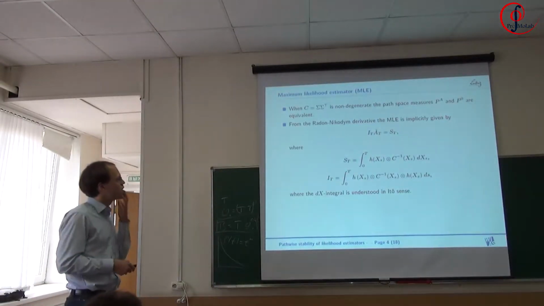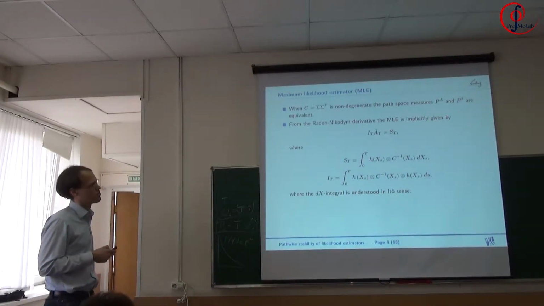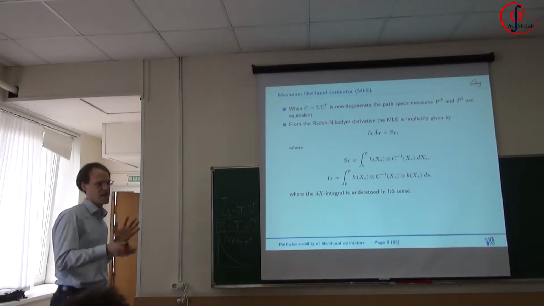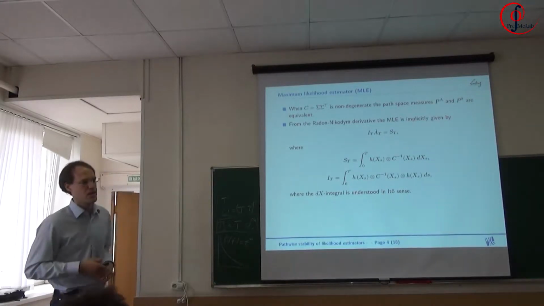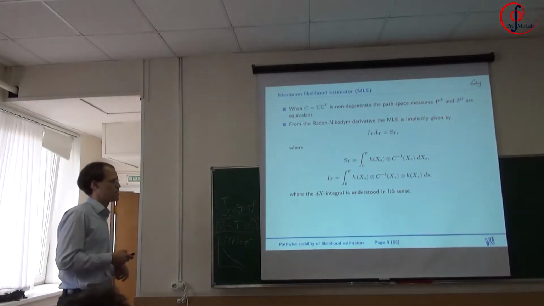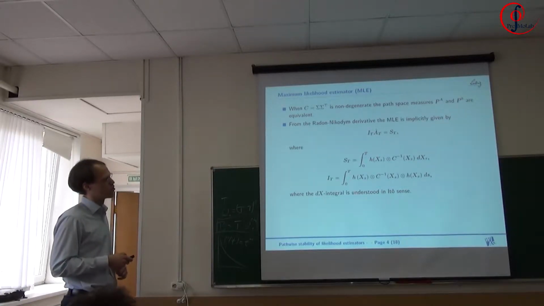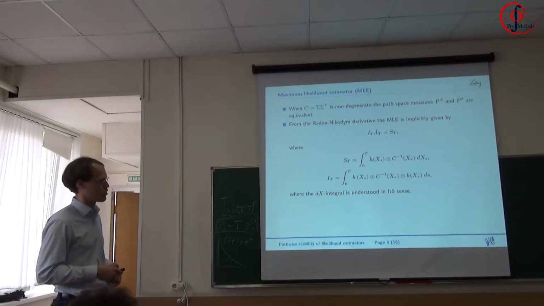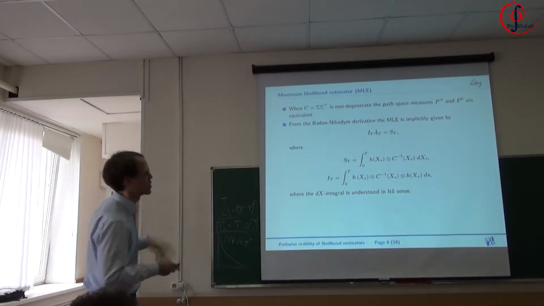Okay, so I haven't mentioned yet: in order to have an absolutely continuous class of measures, we need a non-degenerate diffusion part. Then we have a well-defined maximum likelihood estimator, and we find that the estimator here, A hat capital T, is a solution of this equation here, where I_T and S_T are these two quantities down here. So this is the general form.